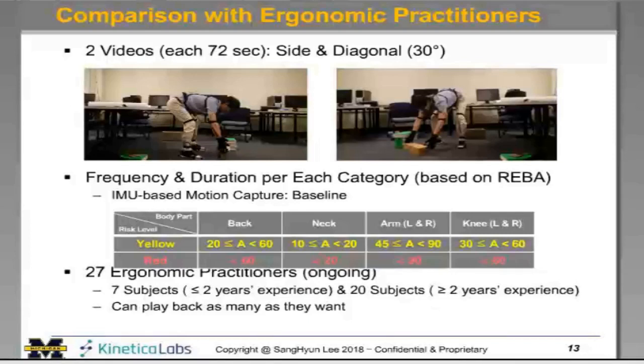27 ergonomic practitioners participated in this study; 7 subjects had less than 2 years of experience, and 20 subjects had more than 2 years of experience. And of course, the ergonomic practitioners could play the video back as many times as they wanted.